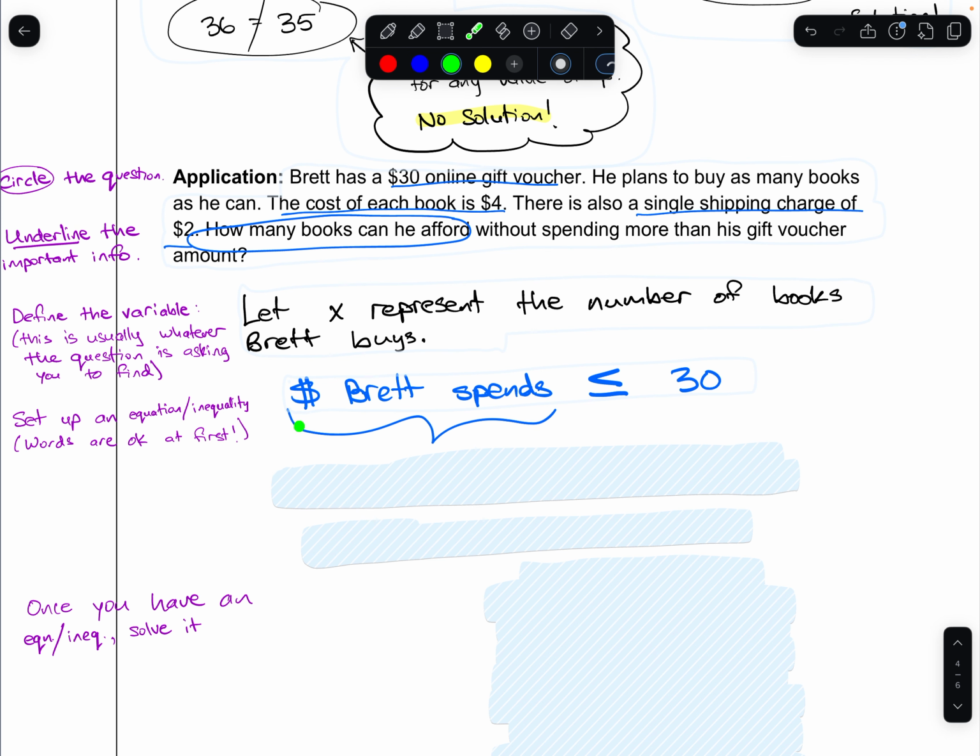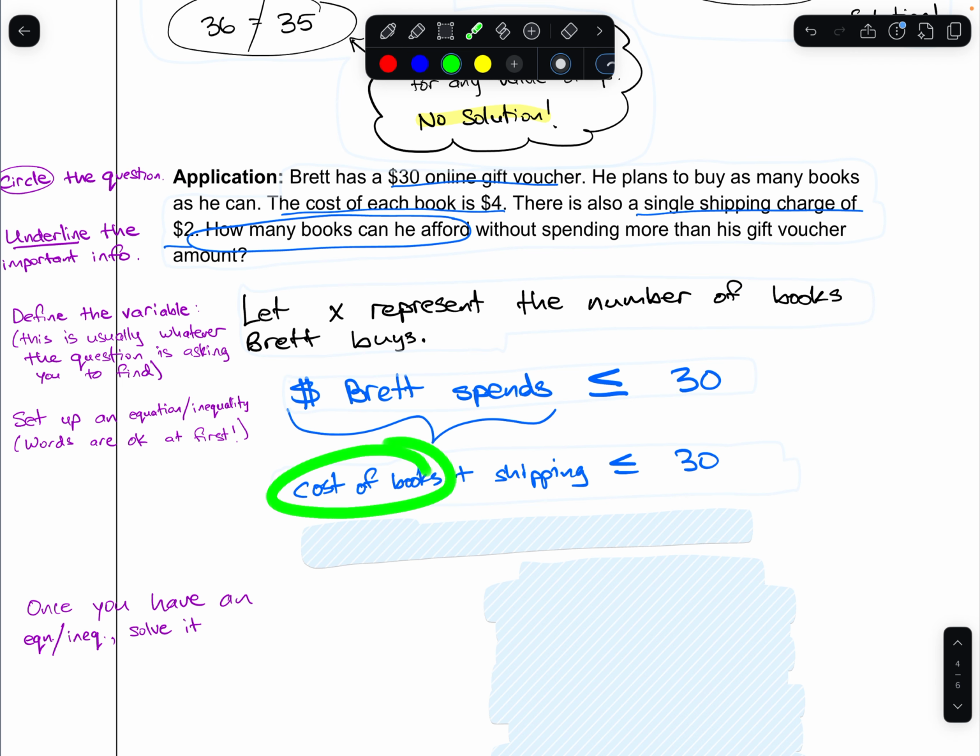Not all the points, but now we need to take this phrase here and turn it into math symbols. So we know that the cost of each book is $4, but we also know there's a shipping charge of $2 no matter how many books he buys. So that's exactly what we'll write. I didn't even use my symbols yet. The money he spends is going to be how much the books cost plus how much shipping costs. I guess we'll assume there's no taxes for this one, just to make it a little bit convenient.